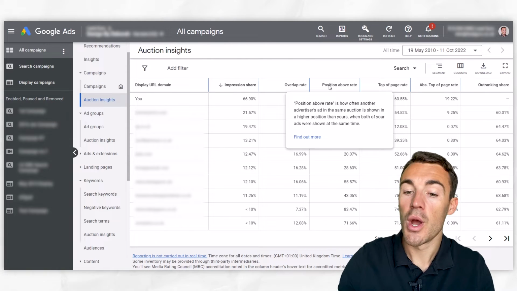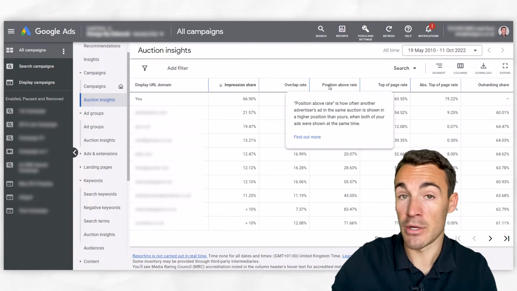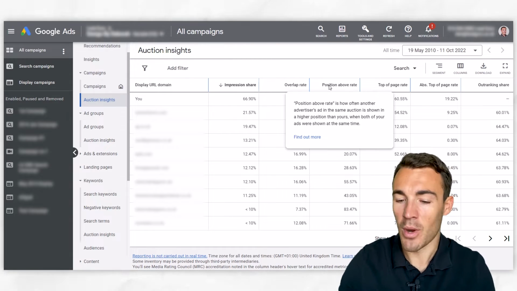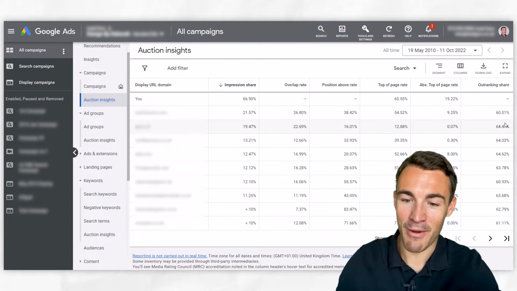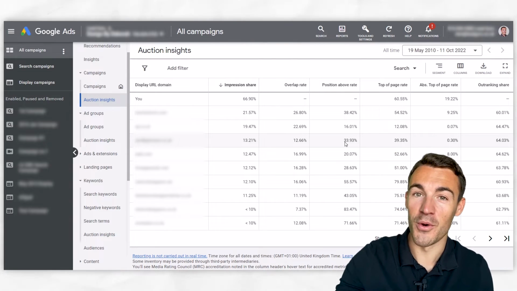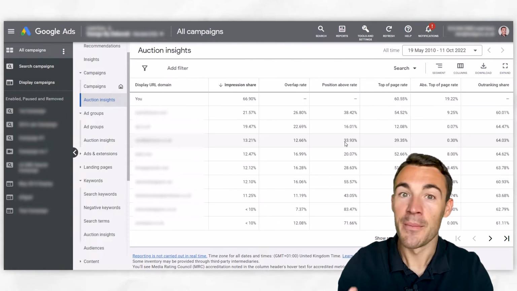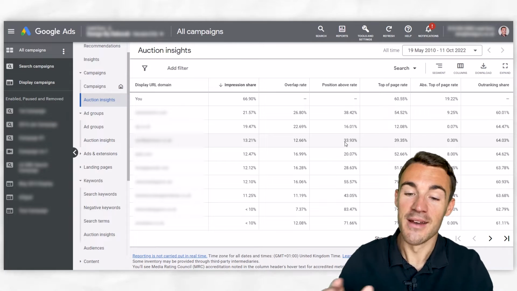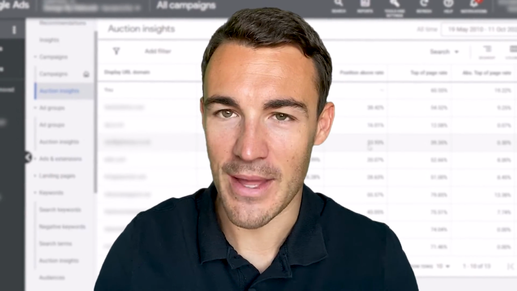in the same auction, whereas outranking share will also show those times when your ads are in an auction that your competitors are not. So even though these numbers look like two sides of a coin, outranking share is when you outrank, and position above is when one of your competitors' ads is above yours. They don't always add up to 100% because there's not going to be 100% overlap within the auctions. Sounds a little bit complicated, but hopefully that makes sense.